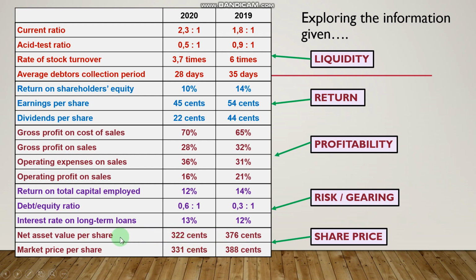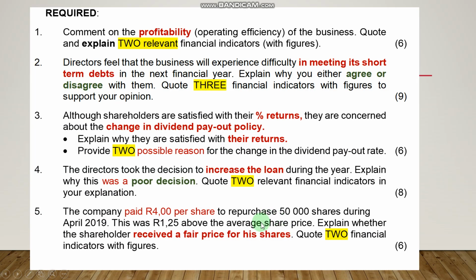The net asset value is the value of the share according to the balance sheet. It's going down 322, and when I look at the market price, it was high and it's also going down, 331. So looking at the trend of where the share price is dropping, it could be argued that I've given him a fair price of 4 rand. Another learner might argue that we gave him too much. The share prices are dropping. We should have given him market-related prices.